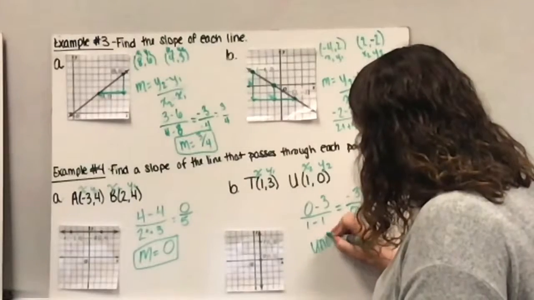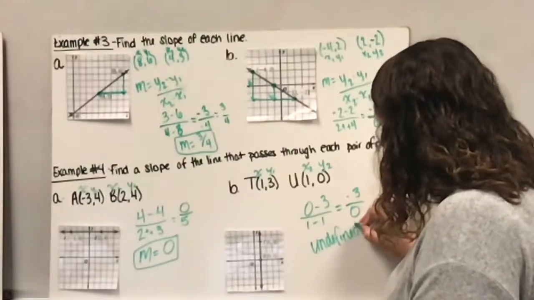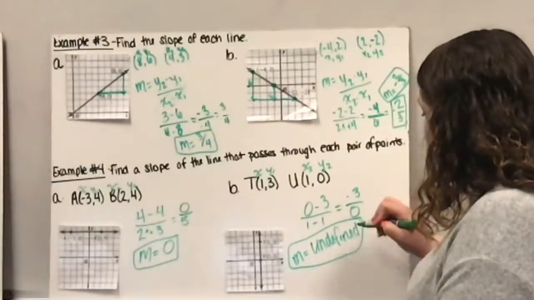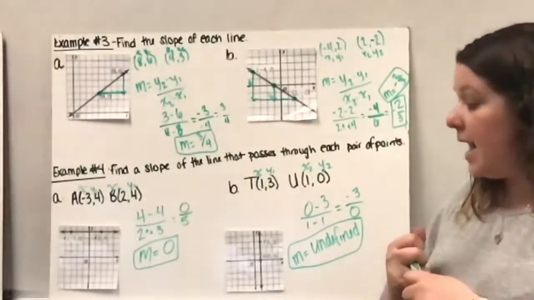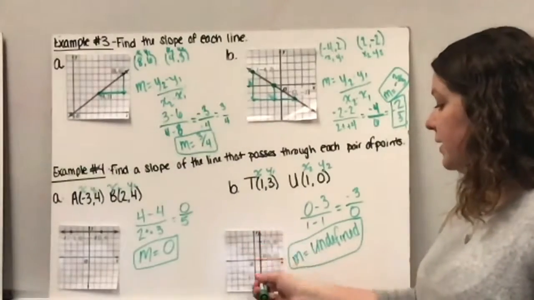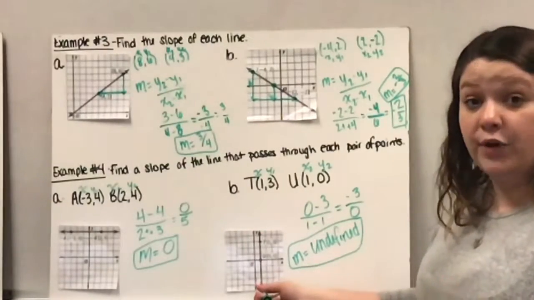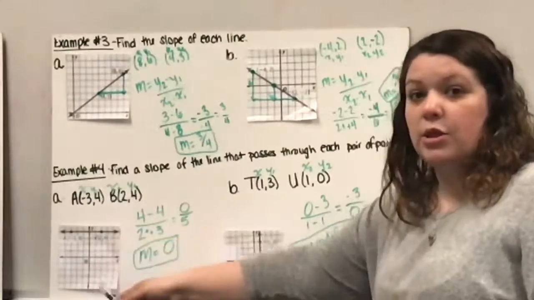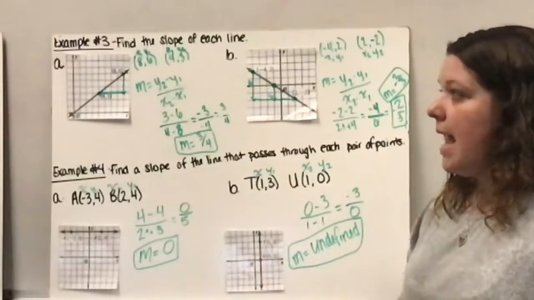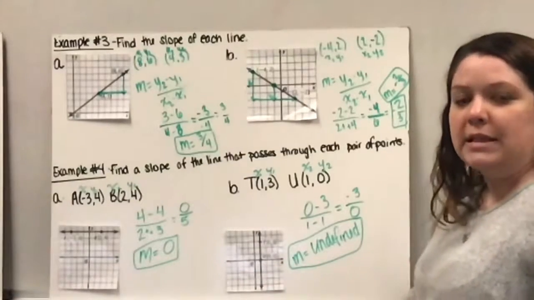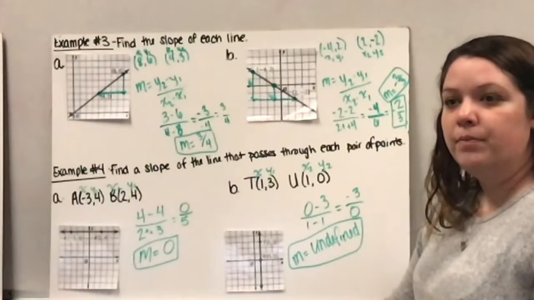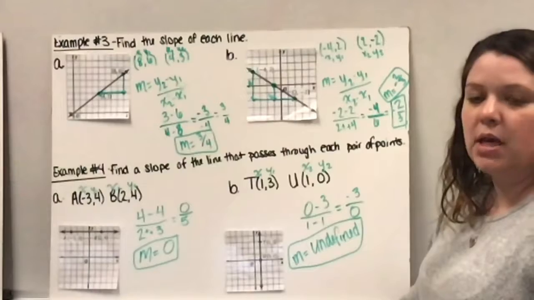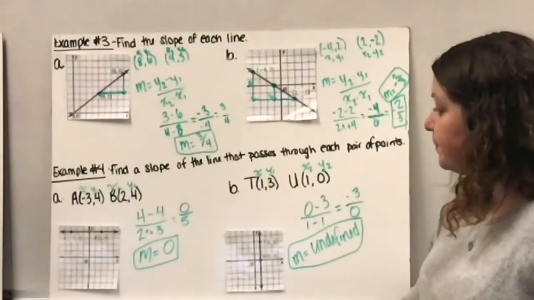So my slope, my m, is undefined. Okay? So that means that if I have a vertical line, because if I look here, this is a vertical line, the slope is undefined. If I have a horizontal line, the slope is 0. And we'll do a little activity that will help you remember which one is positive, which one is negative, which one is 0, which one is undefined.